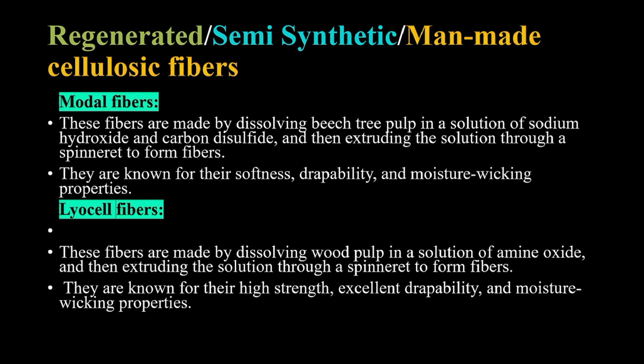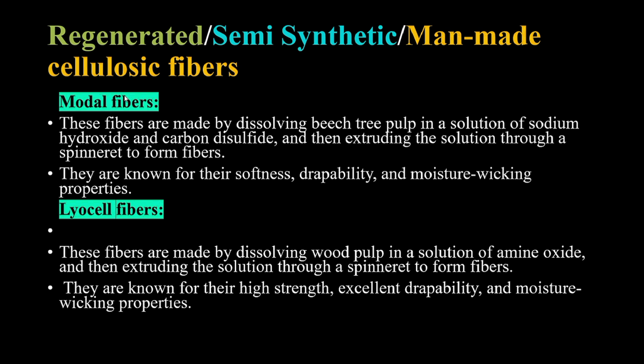Next is modal fiber. These fibers are made by dissolving beech tree pulp in a solution of sodium hydroxide and carbon disulfide and then extruding the solution through the spinneret to form the fiber. They are known for their softness, drapability and moisture wicking properties.